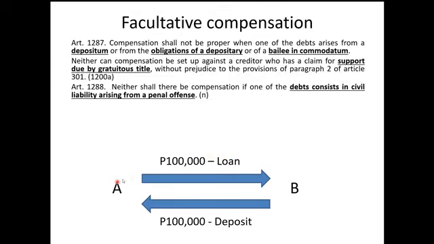Another example. Okay, si A, nag-borrow kay B ng 100,000, kaya ang obligation ni A kay B is arising from loan. Pero si A, nag-deposit siya kay B ng 100,000 for safekeeping. That's why the duty of B to return kay A 100,000 is arising from a contract of deposit. Can B offset? The answer is no. But A can offset because the obligation of A is arising from simple loan. B cannot offset because his obligation is arising from a contract of deposit.